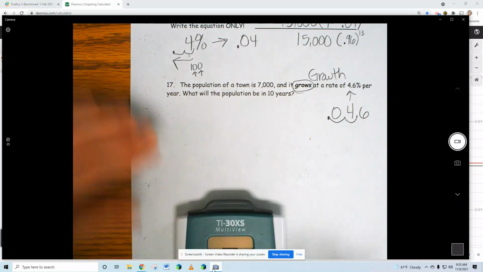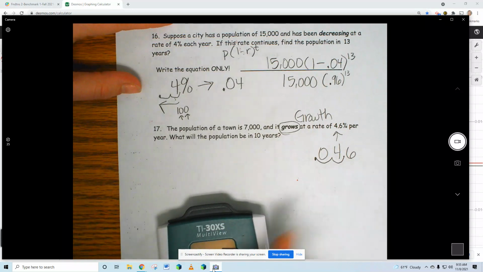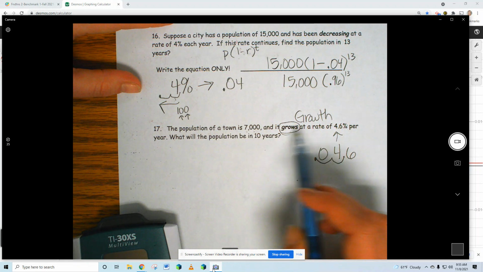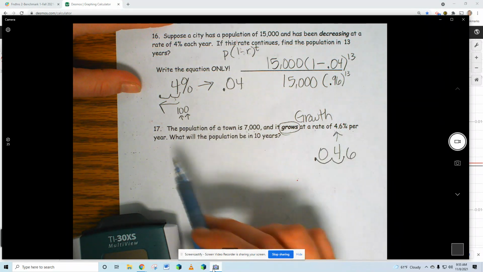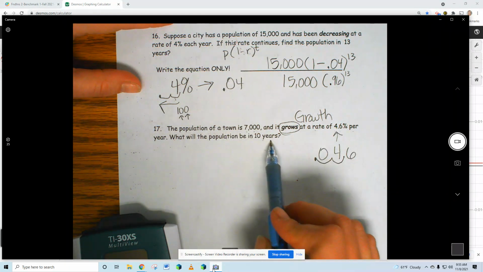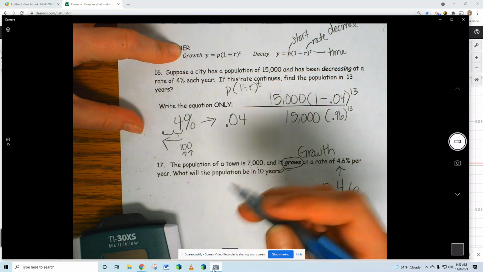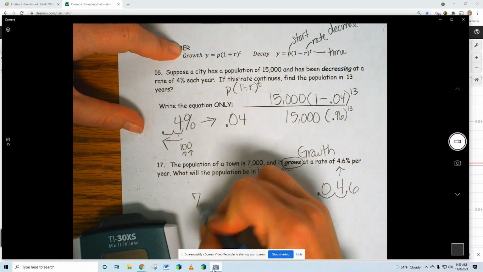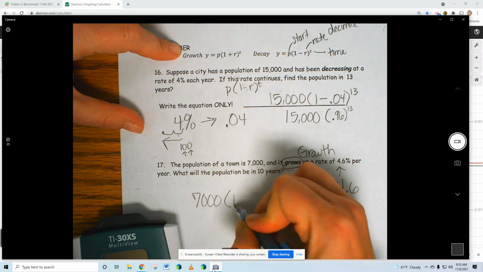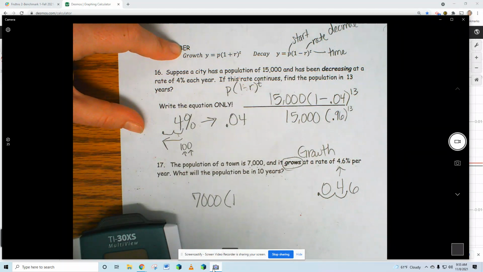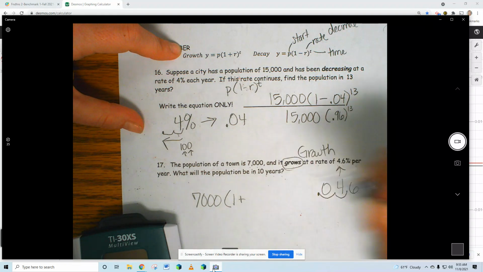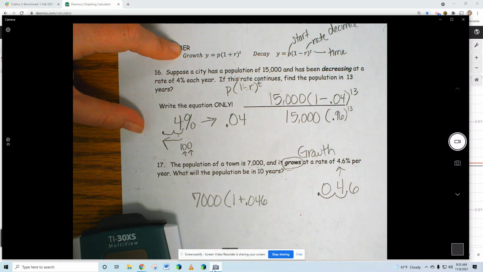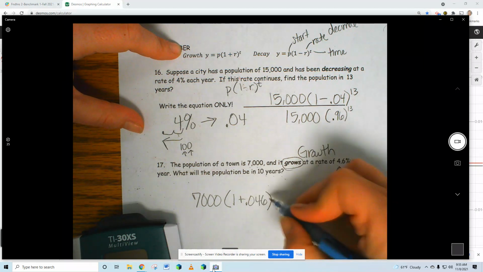0.046. So here's the equation for growth. The population of a town, 7,000, grows at a rate of 4.6% per year. What will the population be in 10 years? What do I start with? What does the town start with? 7,000. 1 plus, because I'm growing, 0.046. What will the population be in 10 years?